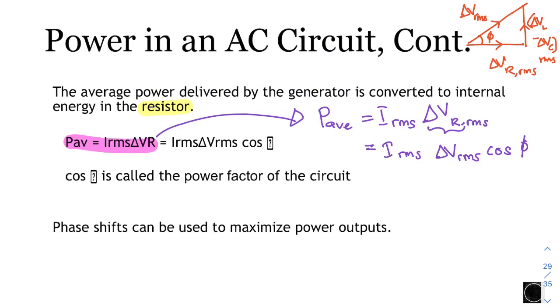It must be RMS as well, because we are talking about average. So instead of delta VR RMS, you may also calculate it by resolving the phasor diagram. So delta V of the power supply times cos phi gives you delta VR RMS.